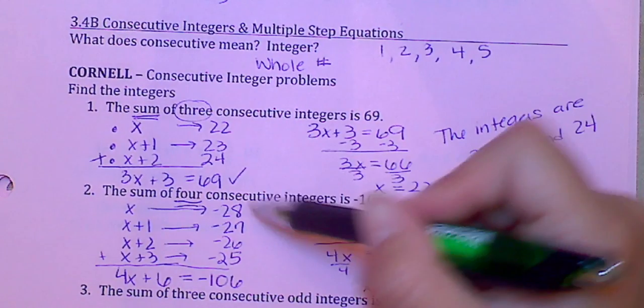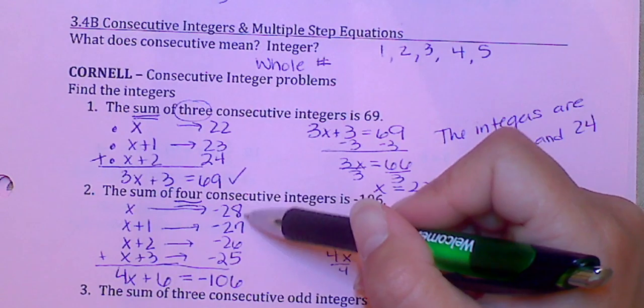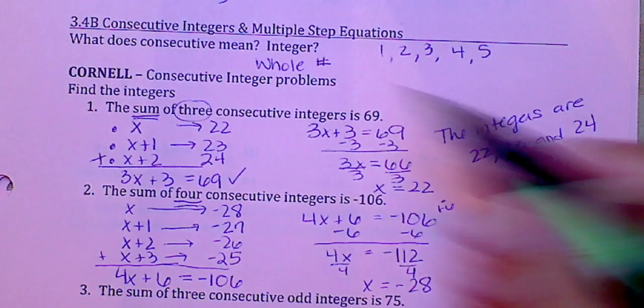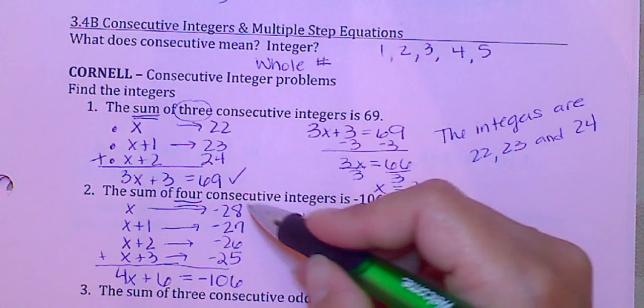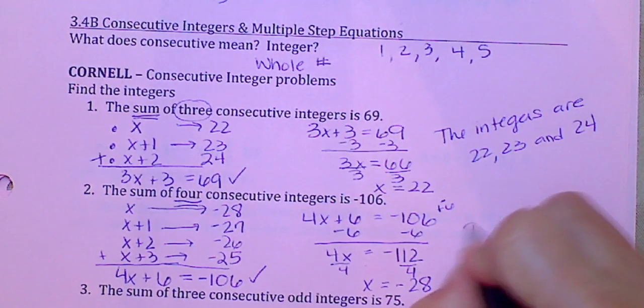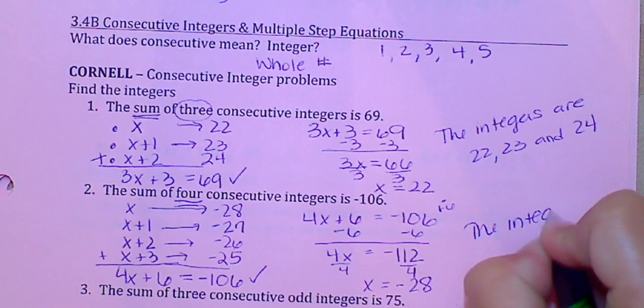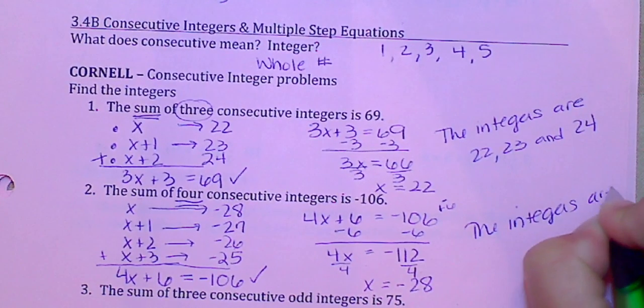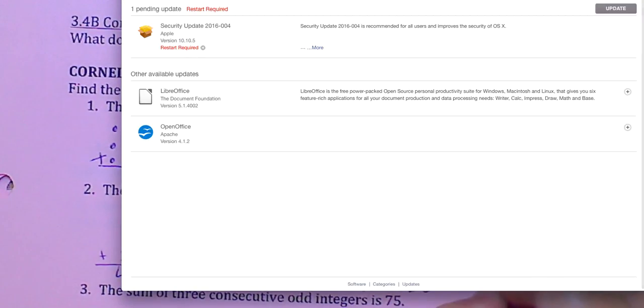So when we add these together, again, check that before you write your sentence so that you are sure that it is correct. But when we add these together, we do get negative 106. So the integers are negative 28, negative 27, negative 26, and negative 25.